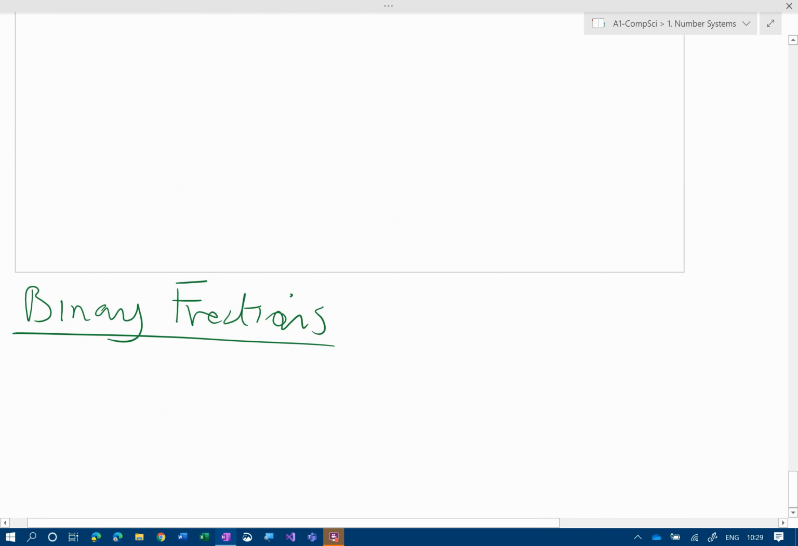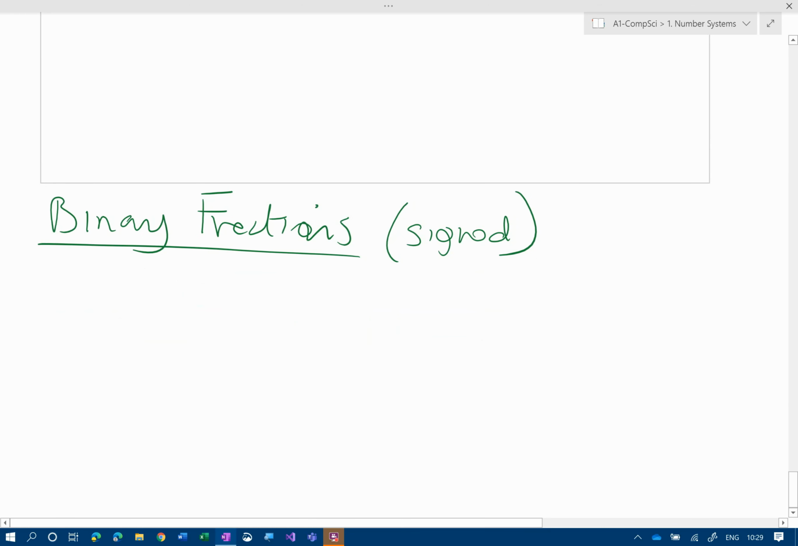Okay. So binary fractions. Now we'll assume that these are signed. So if you see a most significant bit with a 1, then you know that it's a negative number. So let's start off with a nice easy one. So this number here, so I'm going to put a binary point in here. I'll probably call it a decimal point at some point. Now what does that number represent?